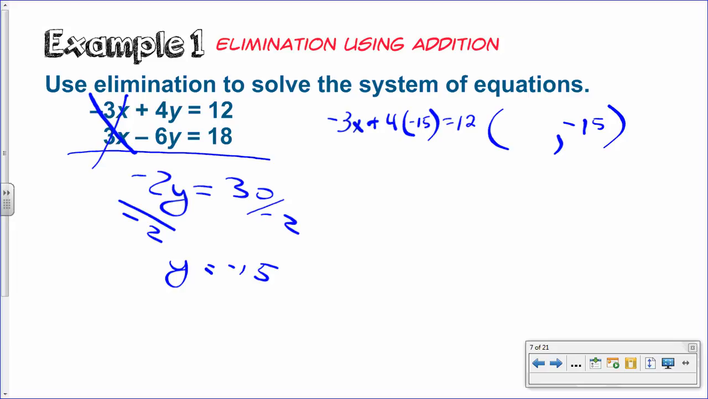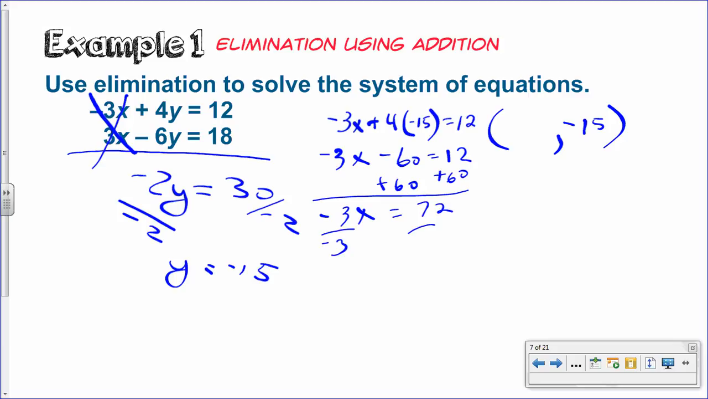Negative 3x, what's 4 times 15? That'd be what? 60. Yeah, see how quick that is? Okay, so that's negative 60. Add 60 to both sides. Equals 72. Divided by negative 3. X equals what? 26? Yeah, you're right. Sorry.